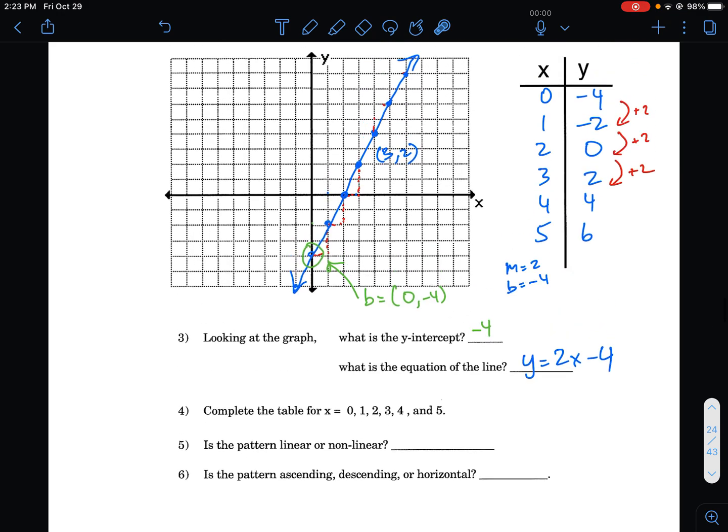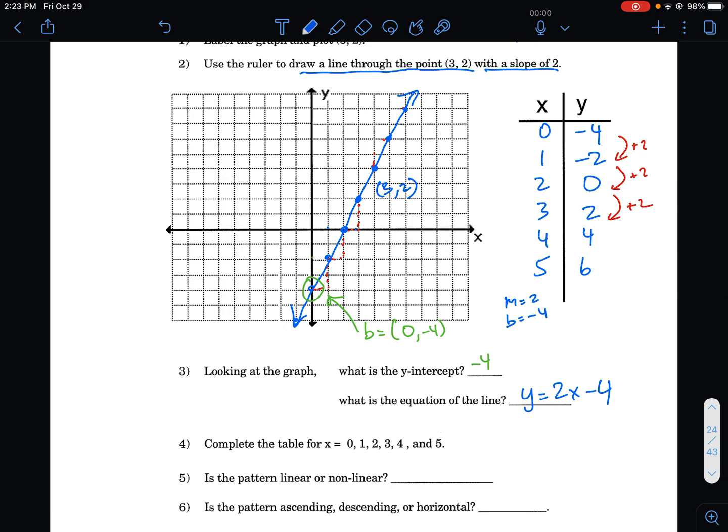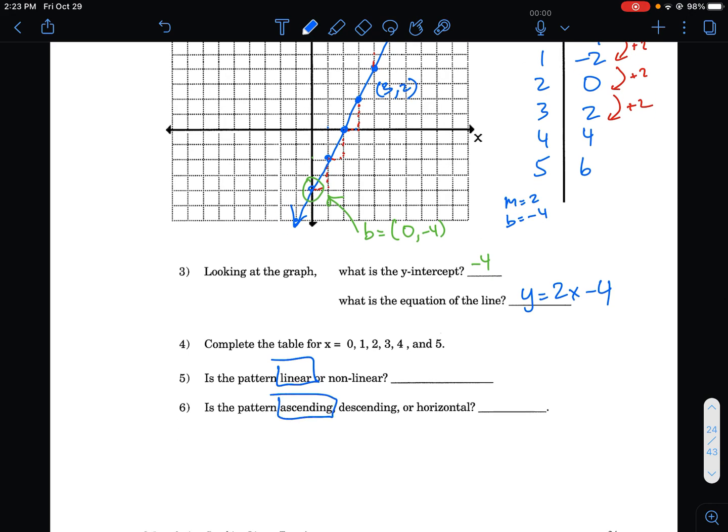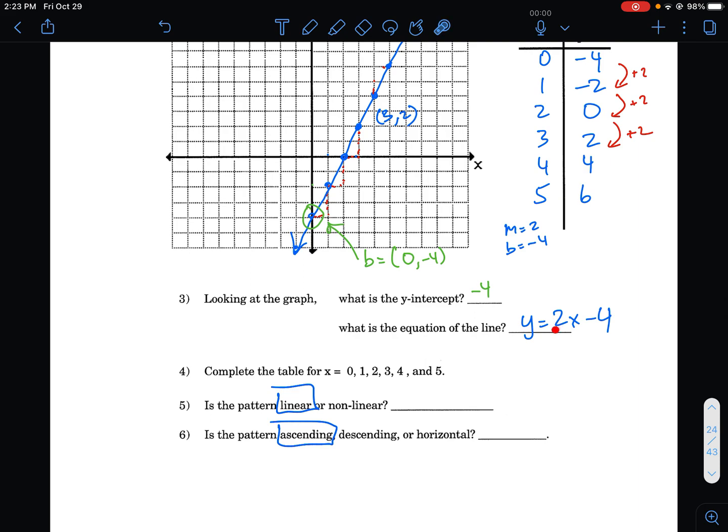Is it linear or nonlinear? Is it a straight line? Yes, it is. Therefore, it is linear. Is it ascending, descending, or horizontal? Well, if we read it from left to right, it is going upward. It is ascending. And notice everything with a positive slope, positive as in positive 2, is going to be ascending. Anything with a negative slope is descending. Horizontal means that there is no slope.